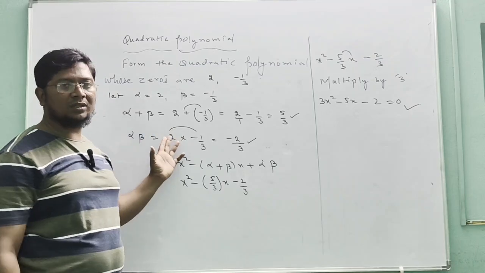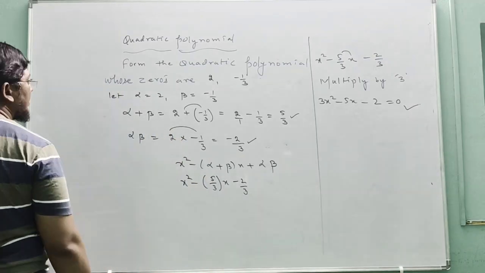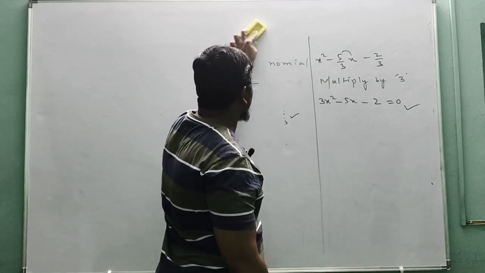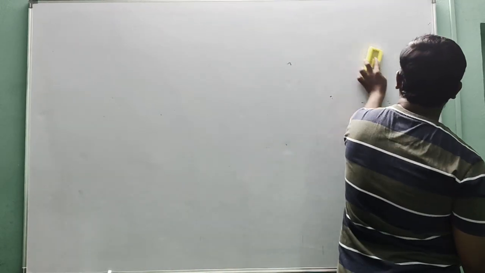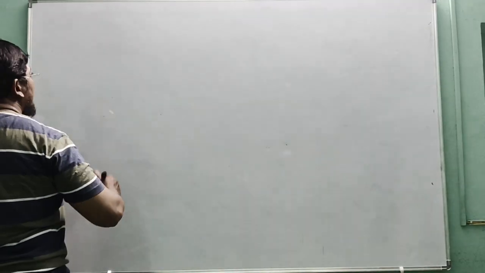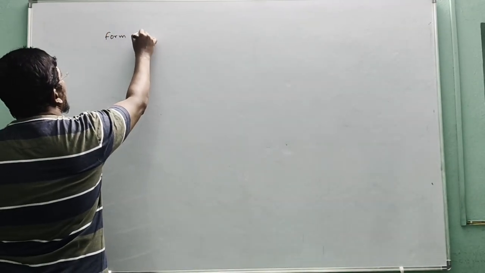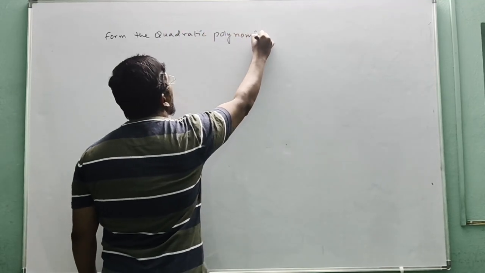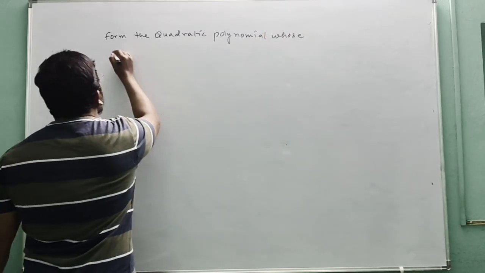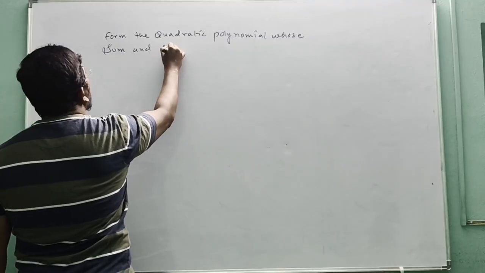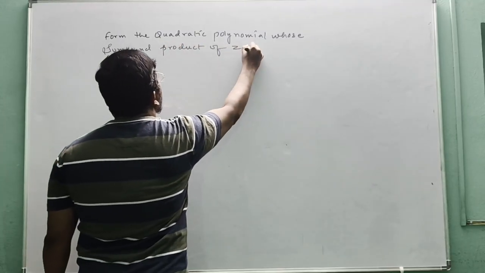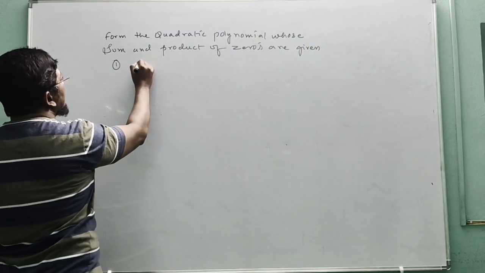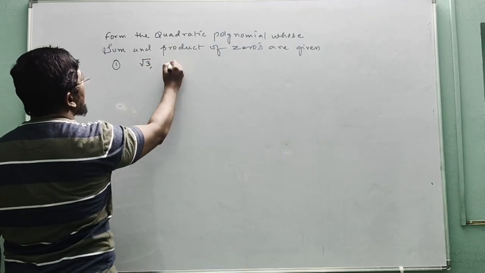I hope you understood this concept. So our next topic is: form the quadratic polynomial whose sum and product of zeros are given. So what is the first one? The first one: root 3, another one minus root 3.